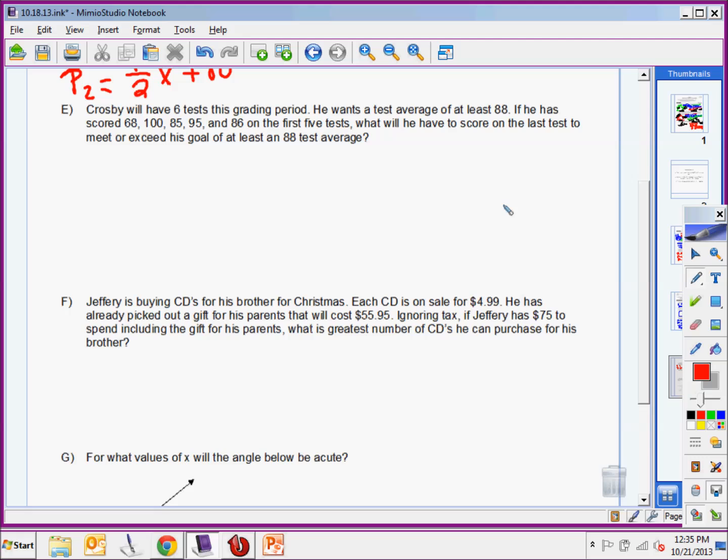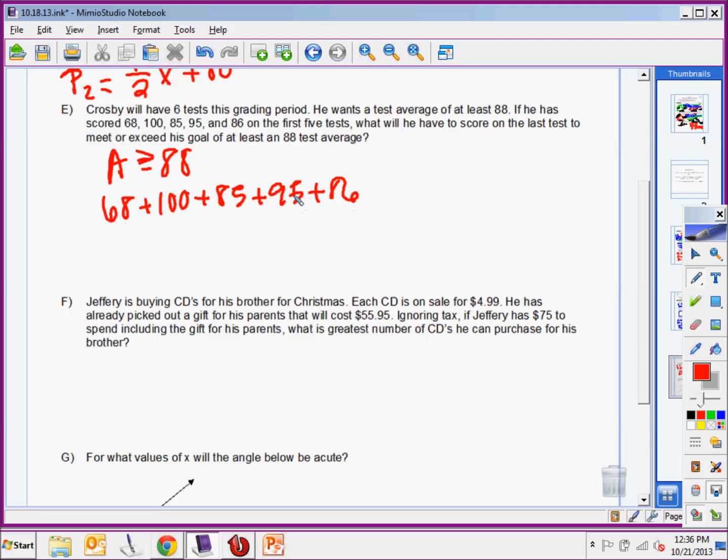Crosby will have 6 tests this grading period. He wants a test average of at least an 88, right? If he has scored a 68, 100, an 85, a 95, and an 86 on the first 5 tests, what will he have to score on the last test to meet that? What is this similar to? The last one. So the average has to be greater than or equal to 88. How do we find the average? 68 plus 100 plus 85 plus 95 plus 86 plus x.